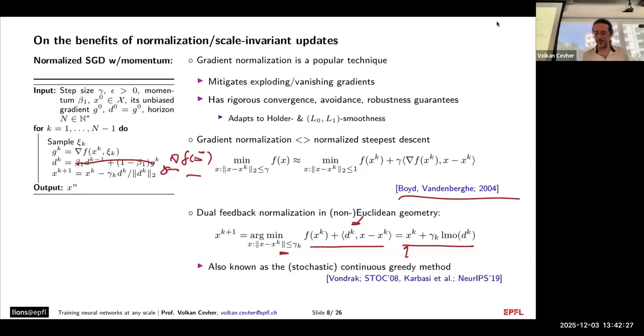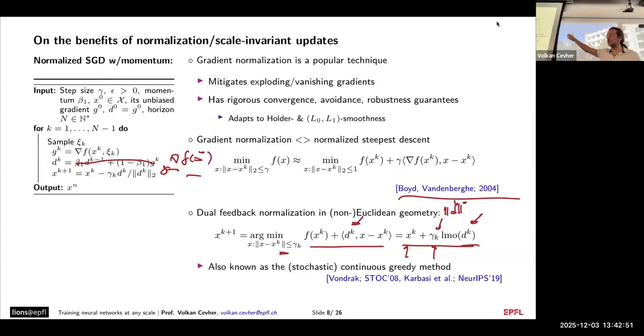So x_k plus step size times LMO of the dual feedback. There's something missing from what we discussed so far, right? In the sense that the dual norm scaling is missing. Do you see it? So what I described before had the dual norm of the dual feedback here, but this one doesn't.